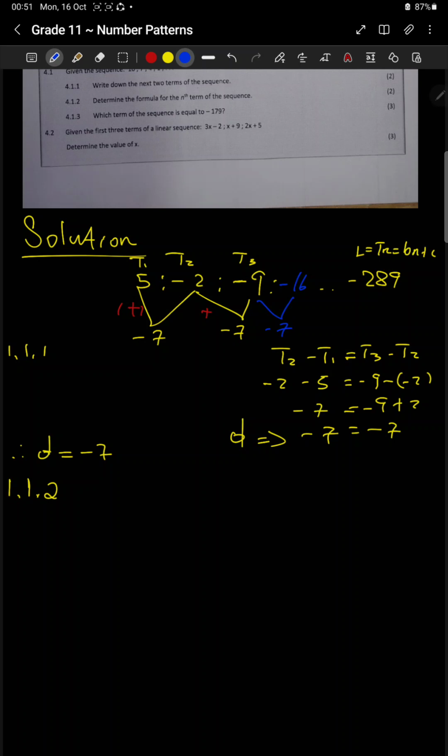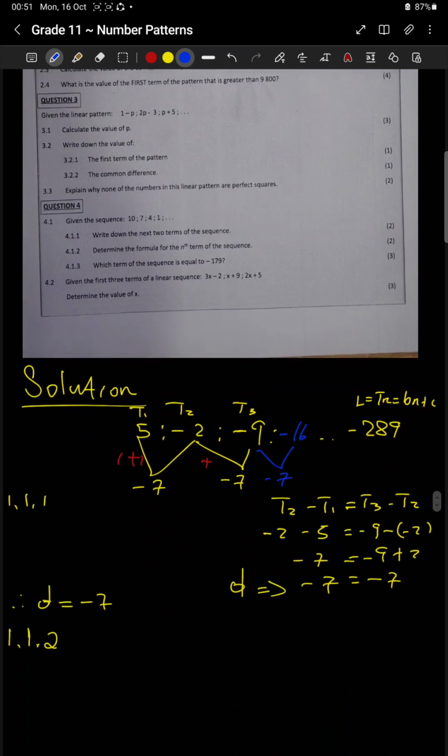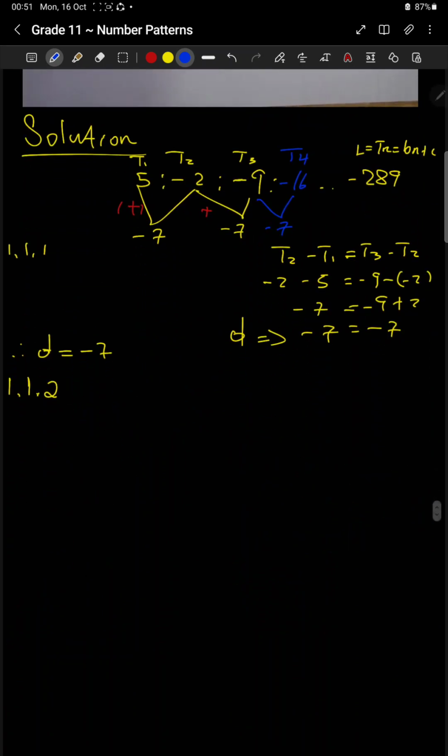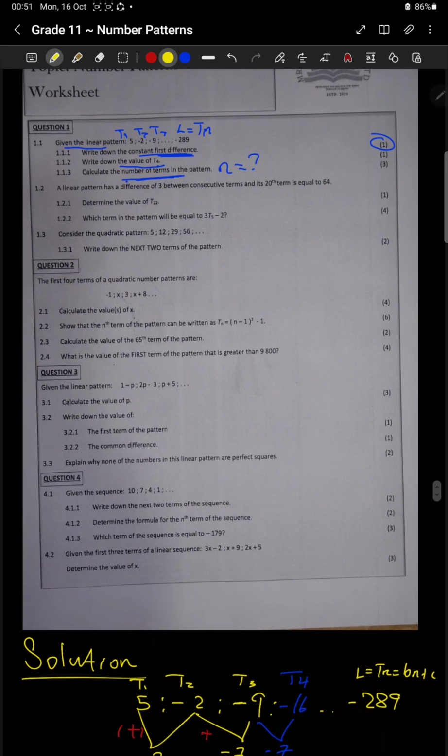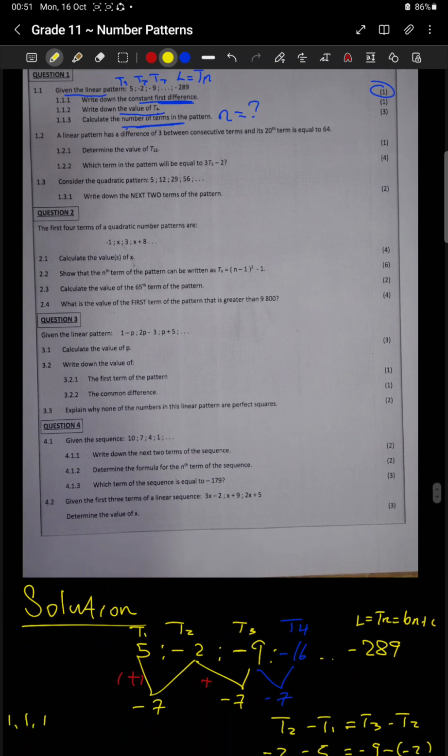So we may continue in that way. That one is the next term. So you just continue in that way. That means this term here must be T4. Because it's just for 1 mark, we simply say therefore T4, let me continue with the yellow color, T4 is equal to -16. So we're done in this question. We go to 1.1.3. Okay, 1.1.3 says calculate the number of terms in the pattern.